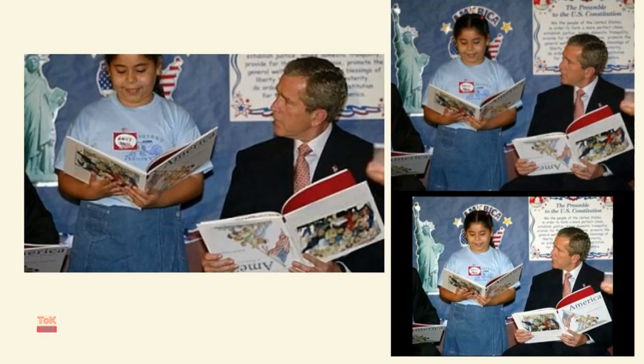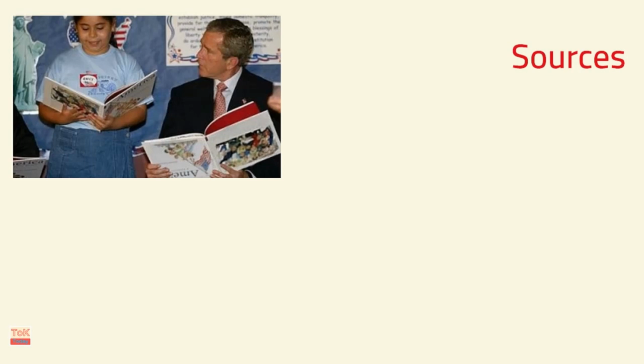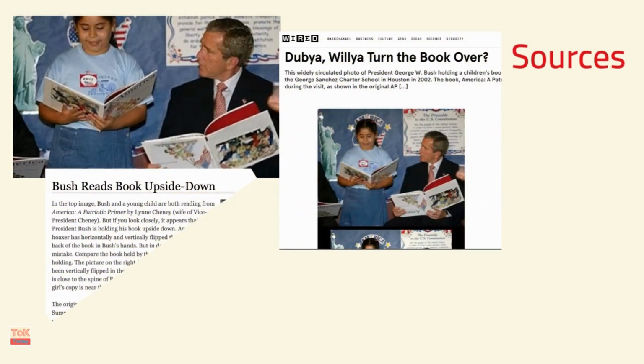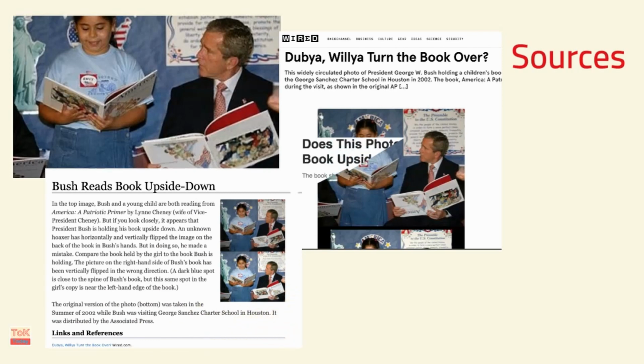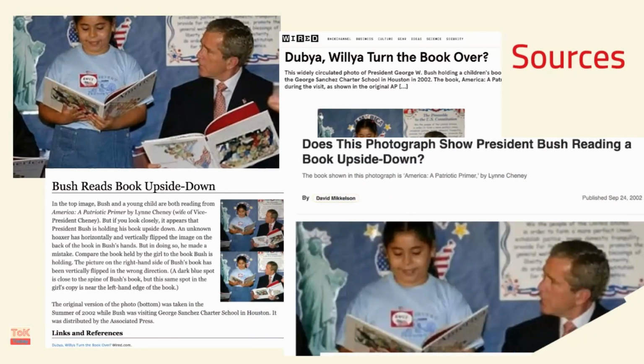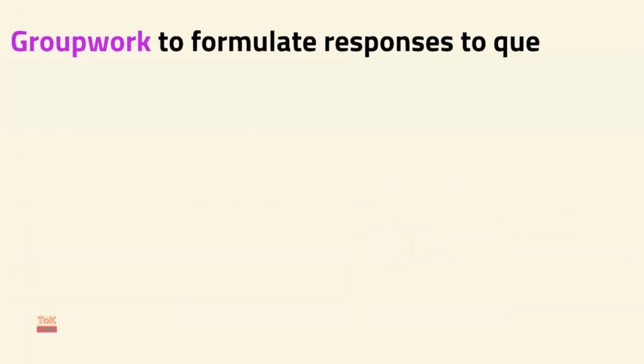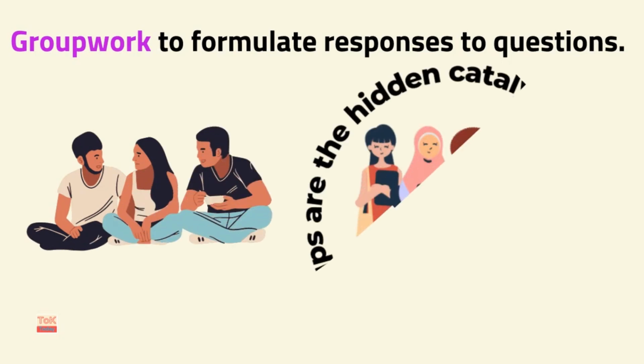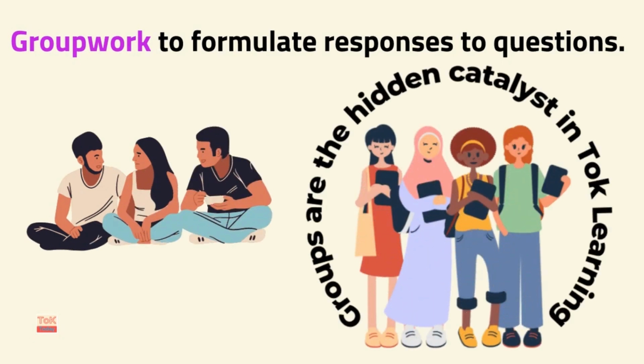So what we first of all want the students to look at is a prima facie interpretation of the photo, and then to look at some of the sources which claim that the photo has been manipulated. Then, as usual, I'm using group work in ToK. I think that the students can learn a lot from each other, and ToK is an excellent opportunity for collaborative learning. So we split students into groups and we give them some questions.